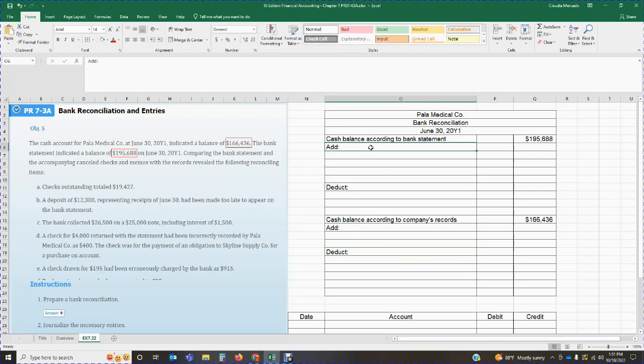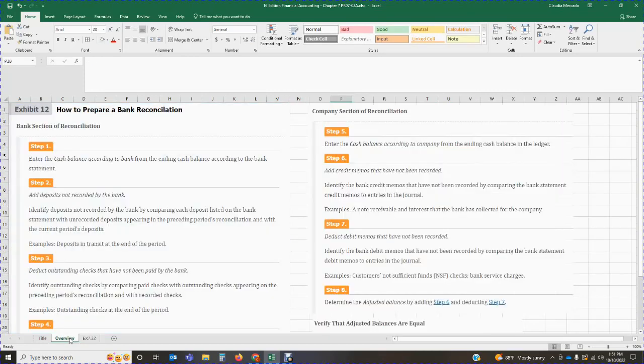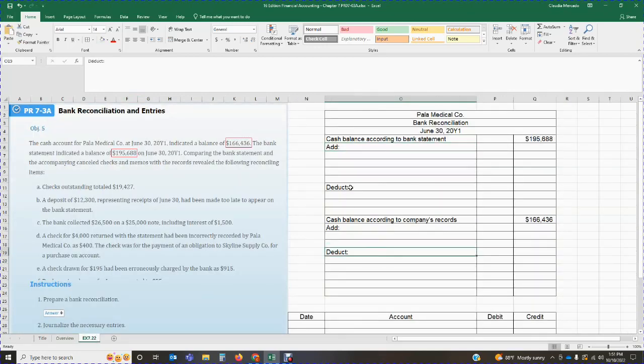Okay. So, checks outstanding. Anytime you see the words checks outstanding, let's go back over here. Deduct outstanding checks. So if we deduct outstanding checks, that is in step number 3. That is going to be under the bank reconciliation section, and we are going to be deducting. Okay, so we're going to deduct over here the outstanding checks. Okay, and we have outstanding checks totaling $19,427.